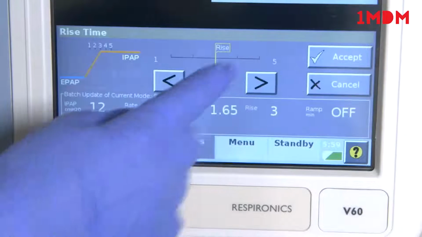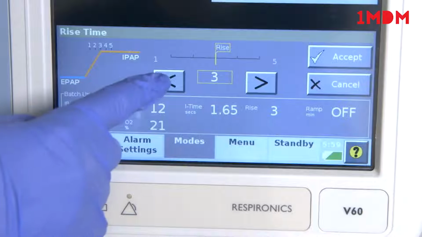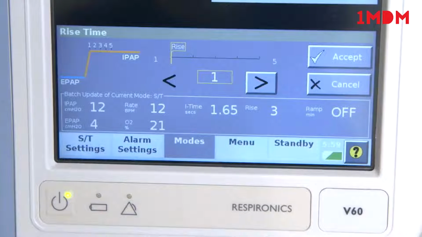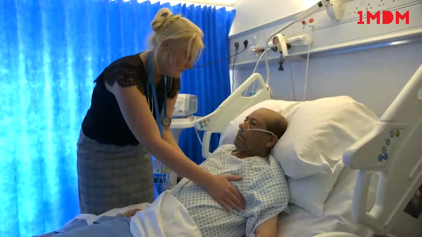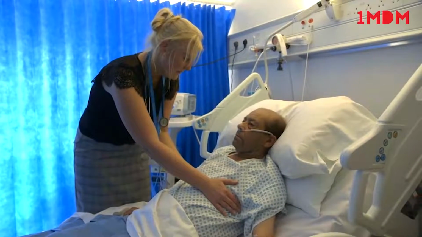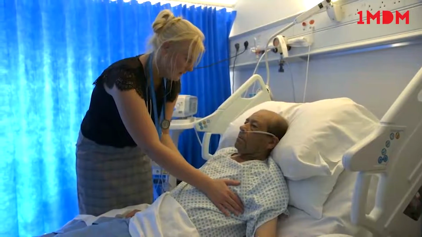The next setting is the rise time. This is how quick we are delivering the breaths. The rise time ranges from 1 to 5. 1 is a quick rate, 5 is slow. When setting the rise time, we tend to start at a faster rise time, around 1 to 2.